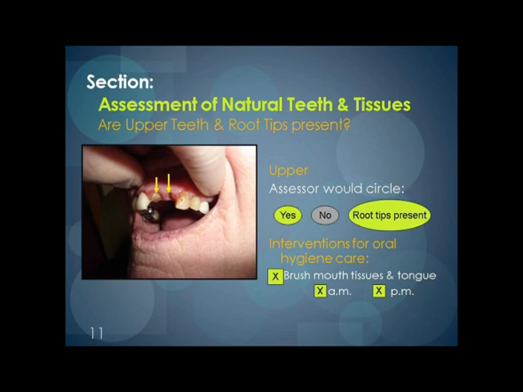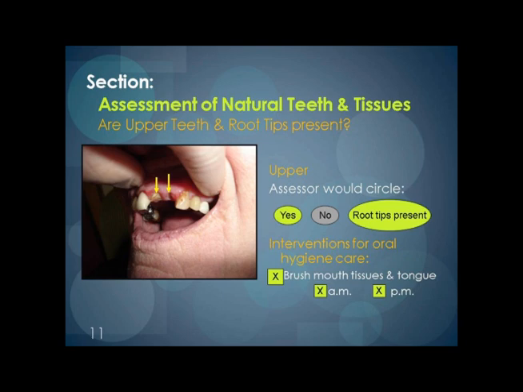The category of natural teeth and the one for dentures are quite simplistic for the OHAT, but you will need to record a bit more information for the care plan under the Assessment of Natural Teeth and Tissues and/or Assessment of Dentures. We will look at an example to give you an idea of what this would entail.